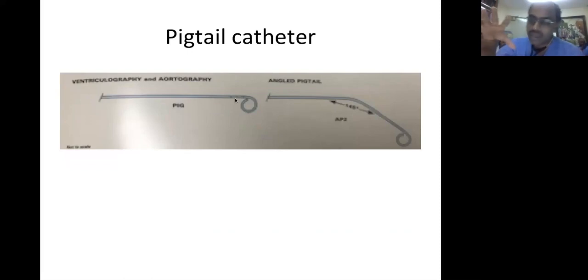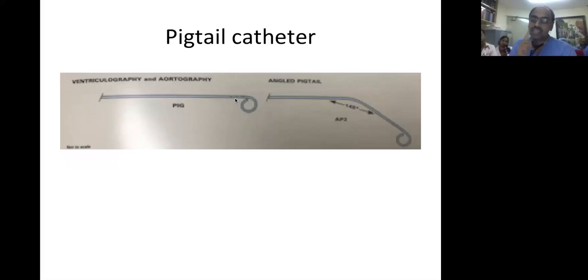In general, the rule is, if it is a 4-French pigtail, you can give up to a maximum of 12 ml per second. If it is a 5-French pigtail, a maximum of 15 ml per second. If it is a 6-French pigtail, 18 ml per second. If you have to use a higher volume per second than this, you can give that if it is a diluted contrast.